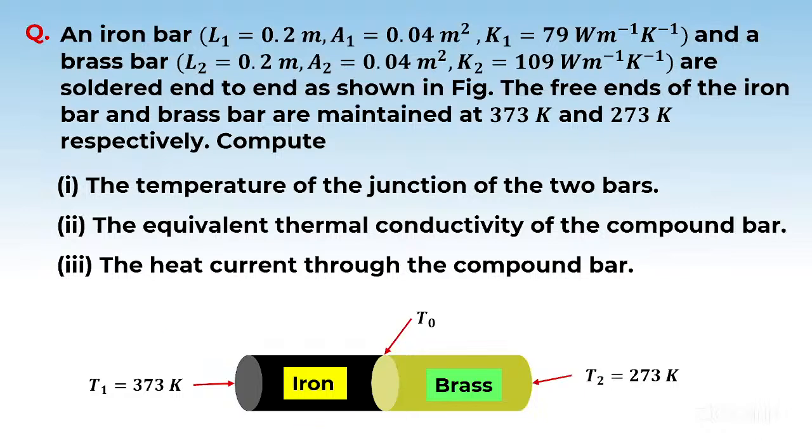अब ये क्वेश्चन देखो, ट्राई करो आप. इसमें क्या है? An iron bar which is L1 is equals to 0.2 meter, A1 is given, K1 is also given, L2 भी given है, A2 भी given है, K2 भी, are soldered end to end, इस तरह से किया है. तो बताओ ये कौन सा कनेक्शन है? सीरीज है कि पैरेलल है? बताओ. Tell me everyone. Is this a series connection or parallel connection? Azmala, Devanand, Dimple, Farnas. Everyone.